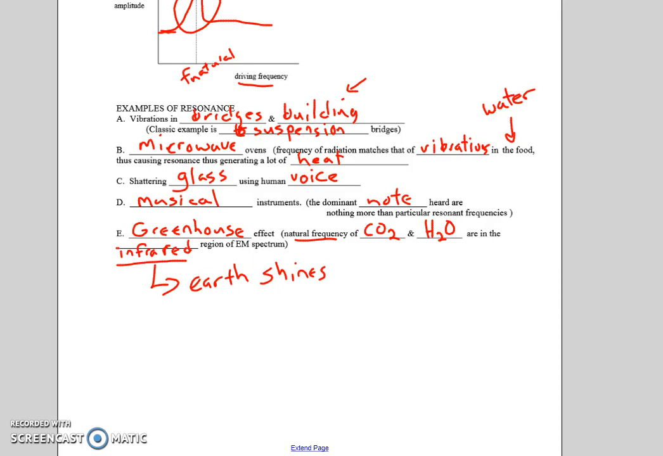Okay, so again, resonance is everywhere in nature. I've just given you 5 simple examples, but it's essentially what happens when a driving frequency matches a natural frequency. You get larger vibrations than normal. All right.